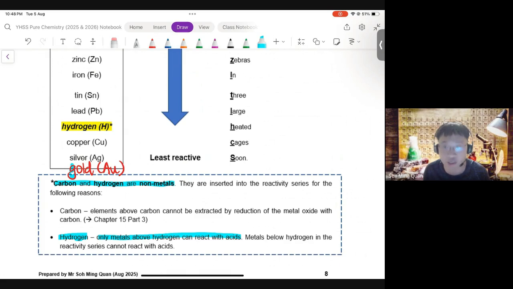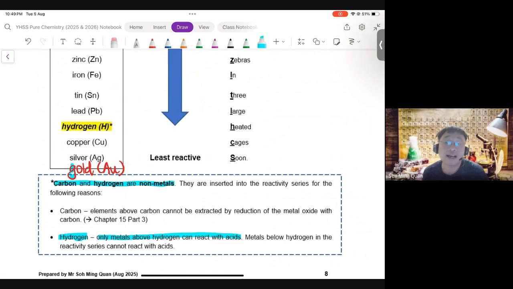It wouldn't work. So like in salt prep, I've told you, when you hear copper 2 sulfate, copper 2 something, copper 2 should sound alarm bells in your head. Because to make a copper 2 salt, you can't use copper metal with acid. Because copper metal is below hydrogen in the reactivity series, copper metal is unreactive with acid.